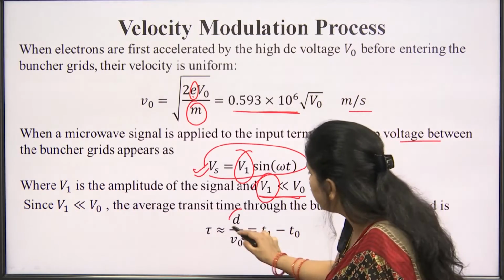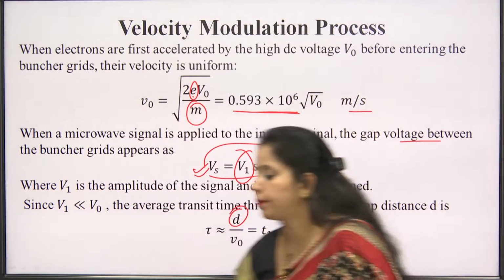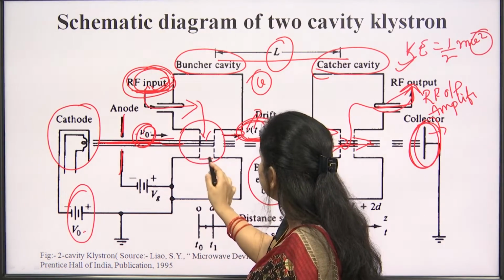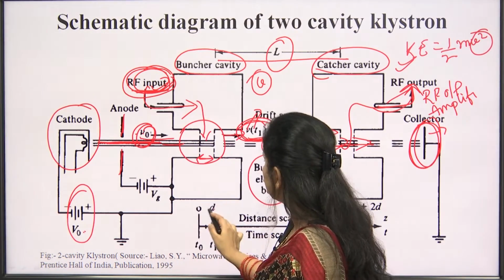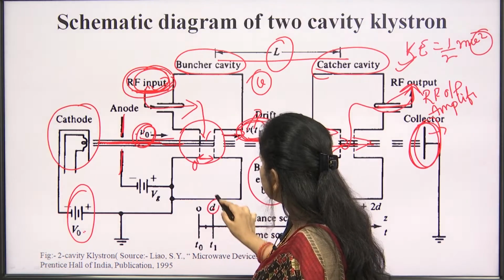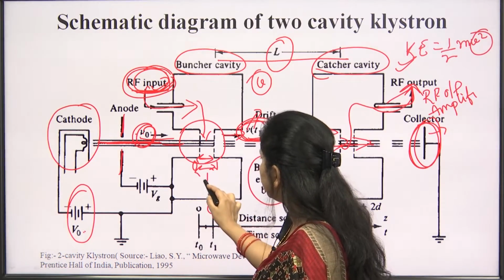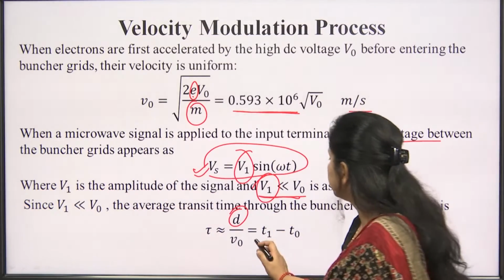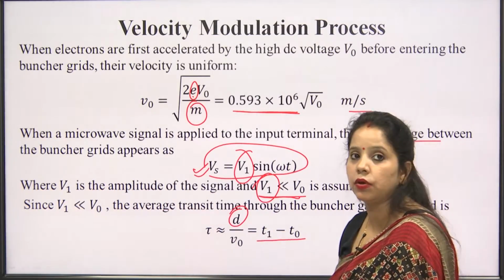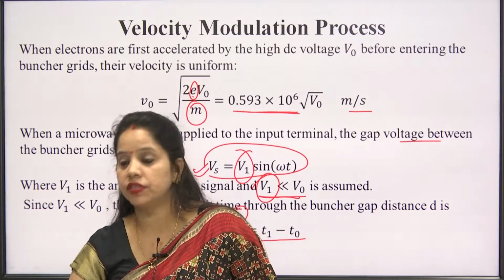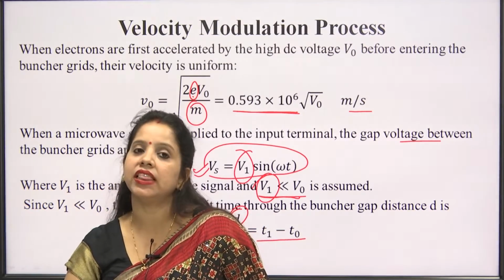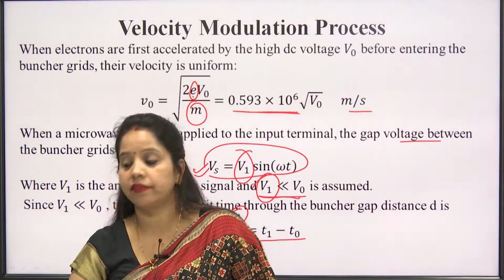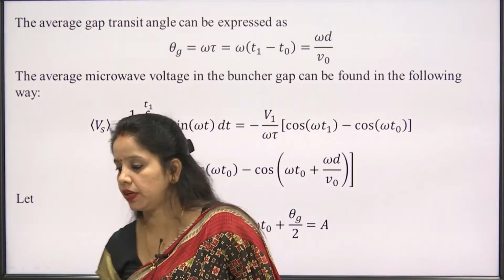So what is d here? d is the buncher gap distance. You can see this in this figure also, the buncher gap distance. Here it is 0 and now it is d, so the total distance is d here, and the transit time is given by T1 minus T0. T1 is the time at which the electrons leave the buncher cavity, and T0 is the time at which the electrons enter the buncher cavity.